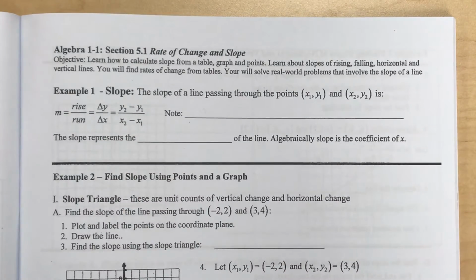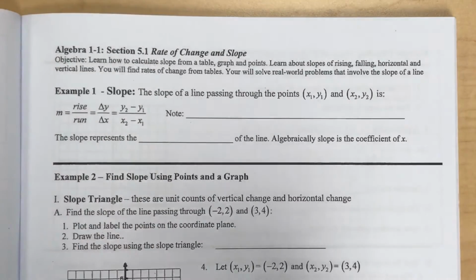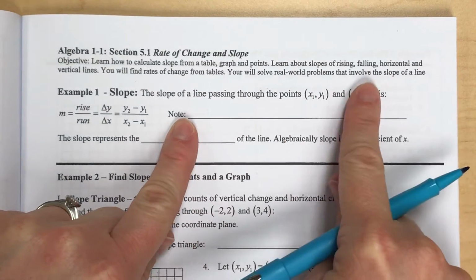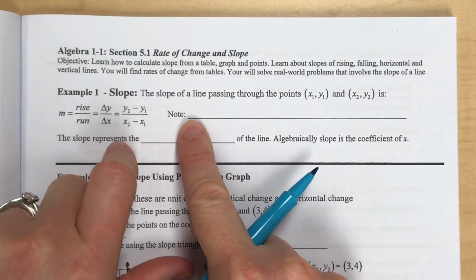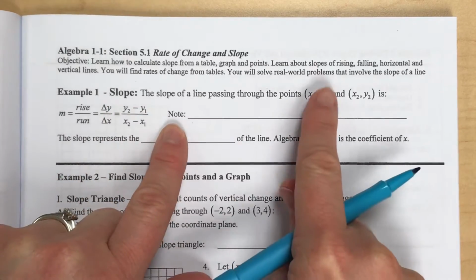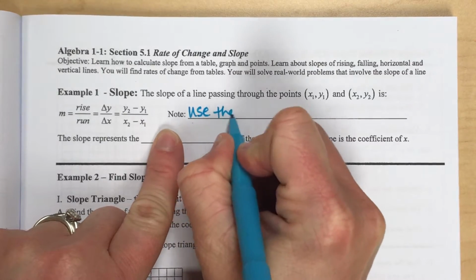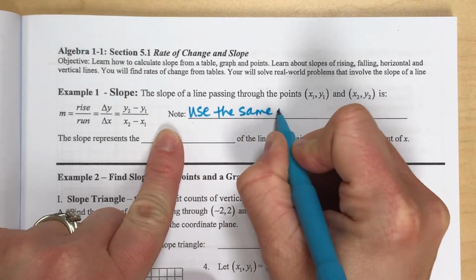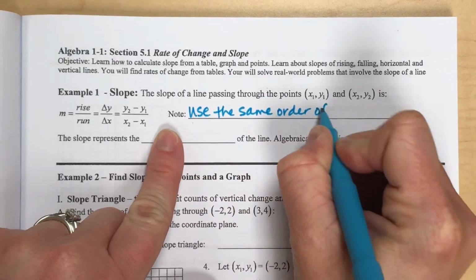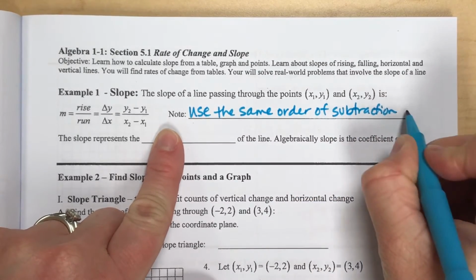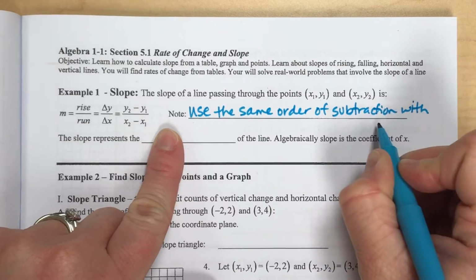So you'll see that it says note there, and I want you to write this down, or if you don't have your note sheet, look at how the formula is set up, and then this you need to memorize. So you need to use the same order of subtraction, and that's with your x and your y.